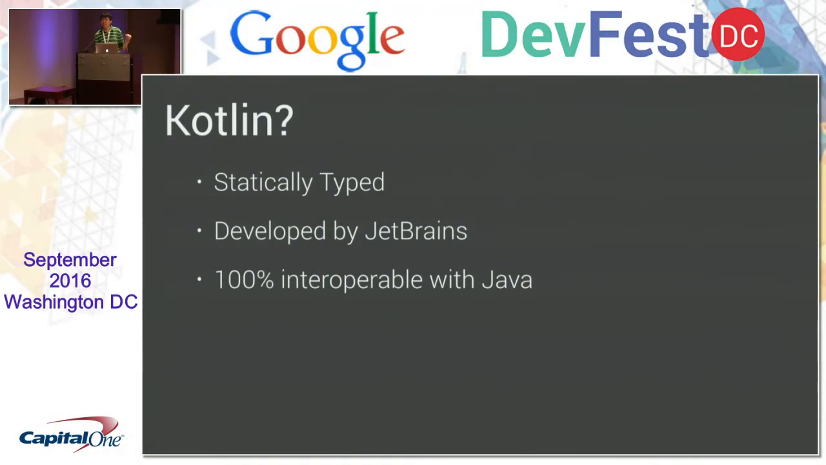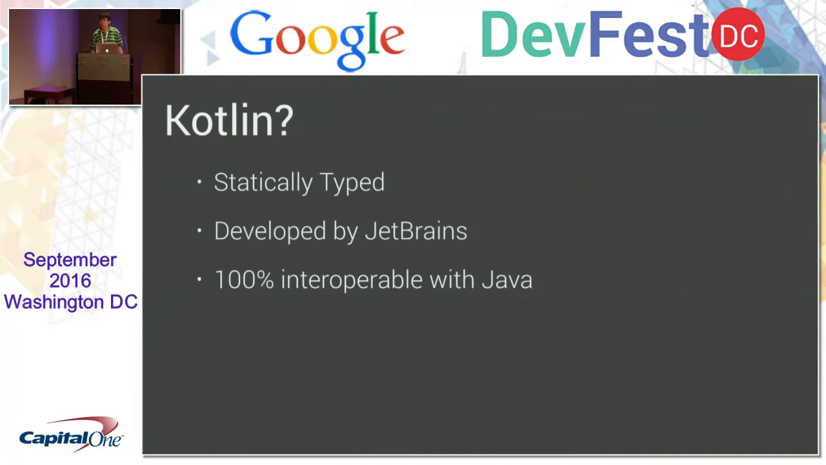So who here has heard of Kotlin? Anybody? All right, that's a small amount of people. It's a programming language written by the makers of IntelliJ, JetBrains. They also are where the IDE Android Studio comes from. And their goal is to create a language that is 100% interoperable with Java, but without a lot of the warts of Java.